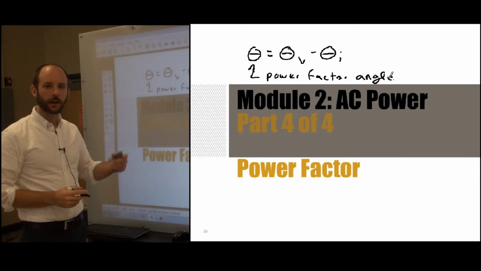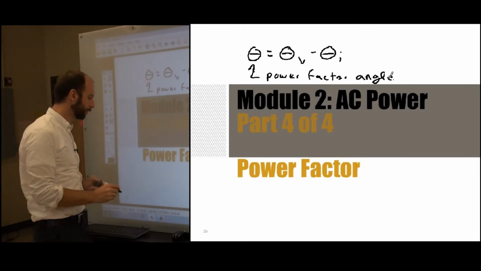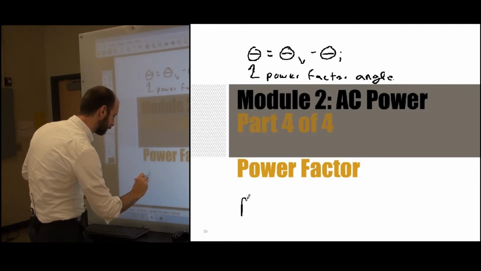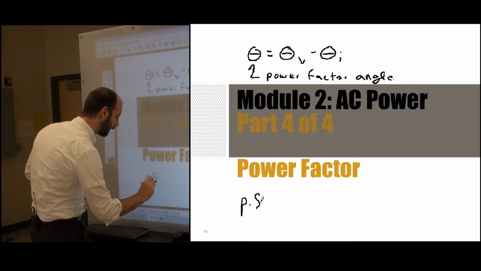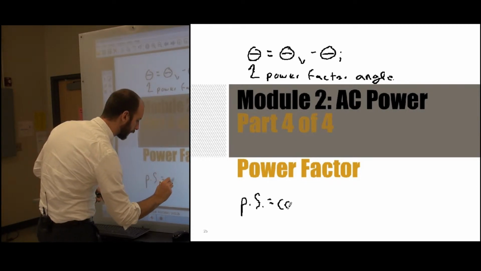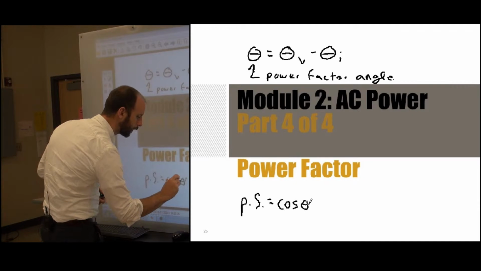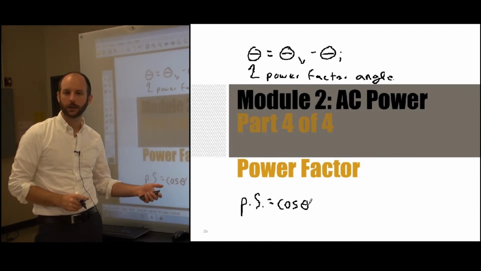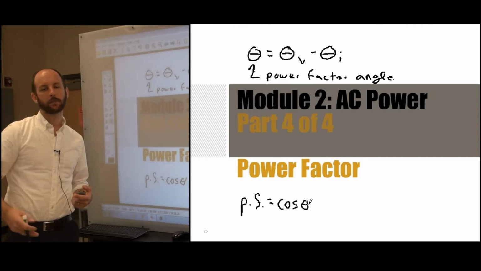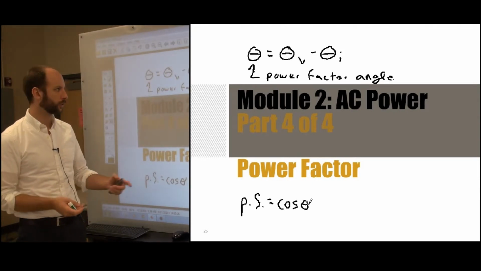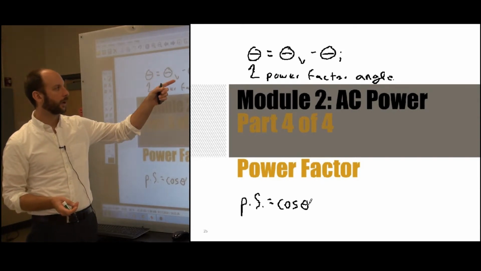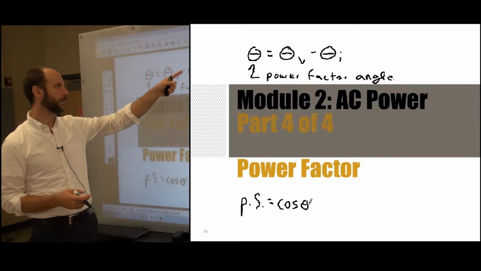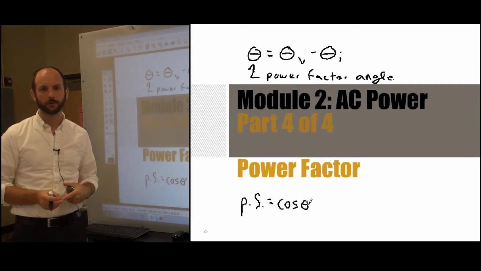The cosine of that angle is called the power factor. Power factor equals cosine of theta. This is super common in power systems, to be given the power factor of a load, which is going to tell you the relative angle between voltage and current, but they don't say it this way. They give you a power factor.